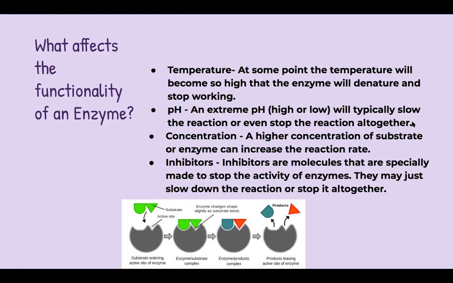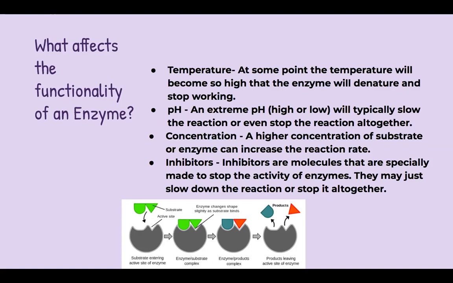So what affects the functionality of an enzyme? Because of how specific enzymes are, a lot can go wrong and affect it. Temperature: at some point the temperature will become so high that the enzyme will denature and stop working. This is why it is very important and very dangerous when you get a fever, because if it goes too high, your enzymes might stop working.